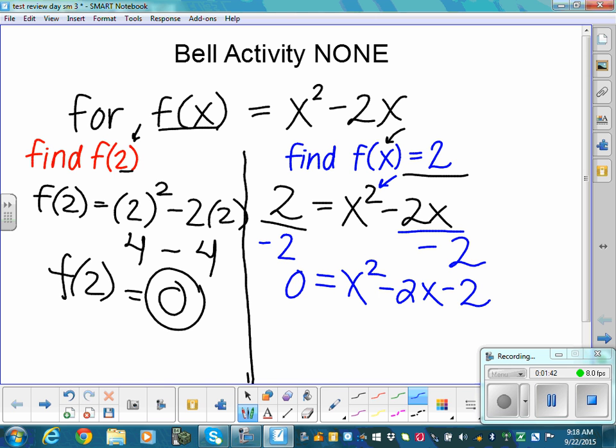And now with this quadratic, we can solve using factoring if possible, or the quadratic formula always works, right? Since we're solving, we could use the quadratic formula. Do I need to go through the quadratic formula, or do you feel okay? I think you guys are getting really good at it, actually. So I'm not going to go through it.